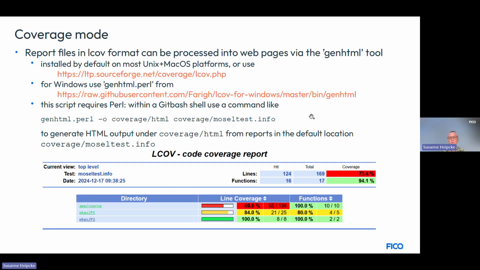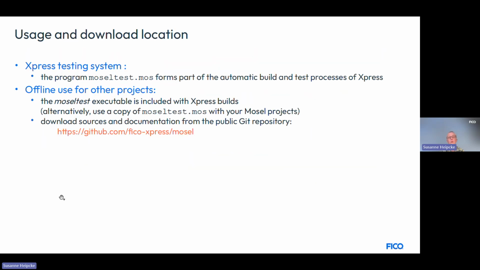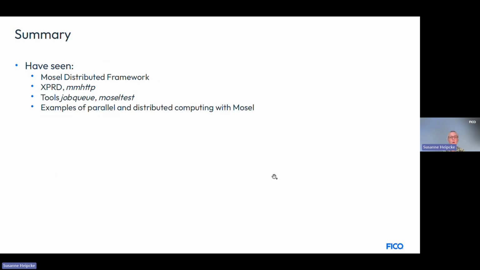A nice feature of Mosel test is that it also provides output for coverage reports, and so you can actually use this to test and report on the coverage of any Mosel apps that you have written. These are, of course, external tools, but we provide reports in different formats. Again, the source can be downloaded from GitHub, but the executable is indeed included in Express builds, so you can just use it straight away.